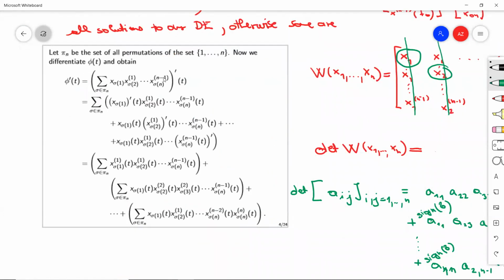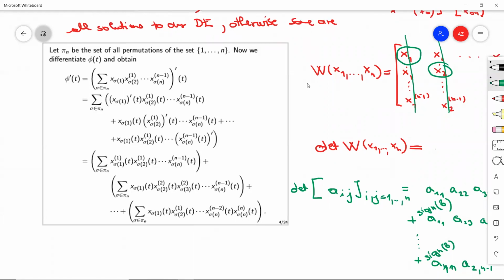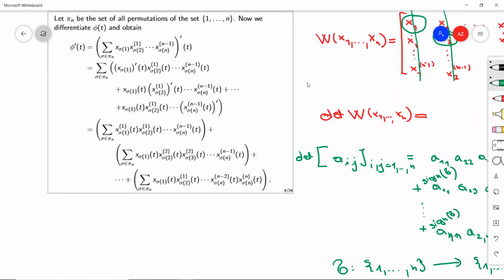This is the formula for the determinant. Yeah, you have to take the derivative of this formula and then use some properties of the determinant. So I thought that you know this formula. So maybe let's just skip this proof. So I will only show you.